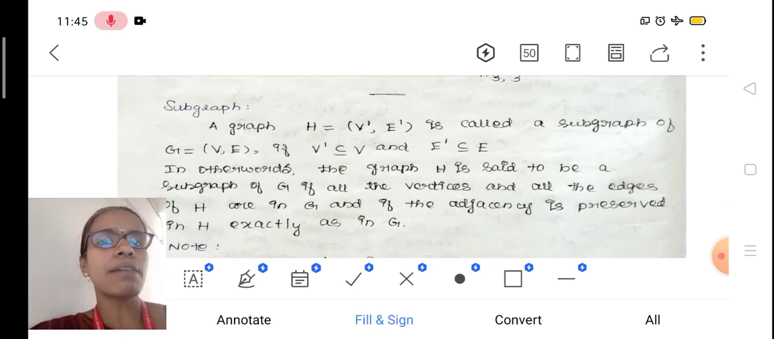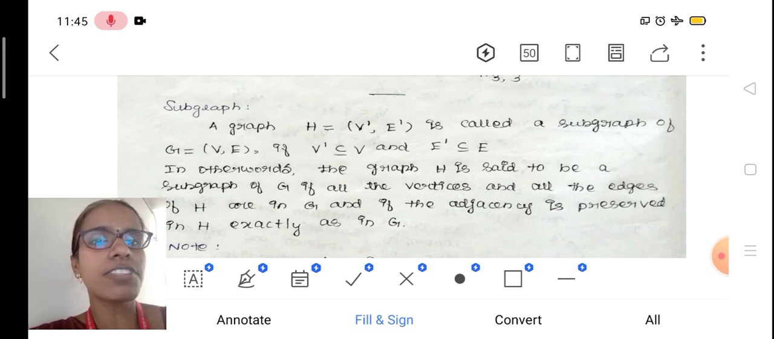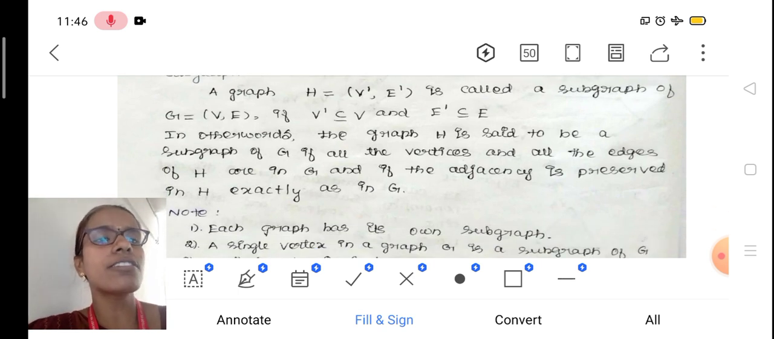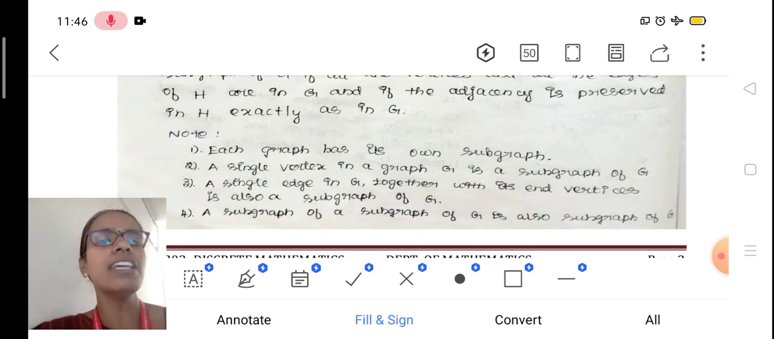And the next thing is subgraph. When we say a graph has a subgraph, V dash is contained in V and E dash is contained in E. That way we need to form the subgraph. A graph H is said to be a subgraph if all the vertices and all the edges of H are in G, and the adjacency is preserved in H exactly as in G. That way we need to form the subgraph.